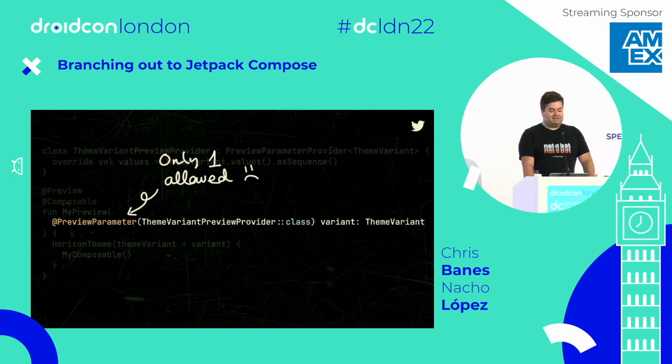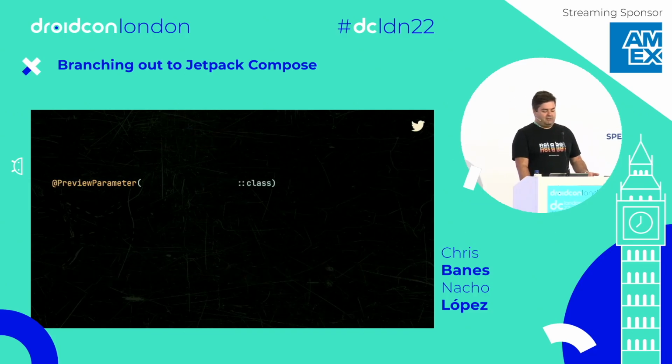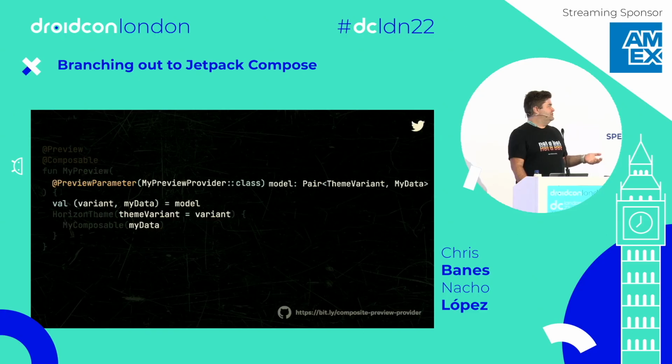themes. But the thing is, only one of these preview parameters is allowed at the same time. So we had to create a tiny workaround. I've linked it there. It's a very tiny piece of code. We call it composite preview provider. What that basically gives you is the opportunity to use a pair or a tuple or whatever to add more stuff in there, and it generates combinations of all your themes plus the different other things that you would get from other preview parameter providers, and renders all of them. So you get all of them at the same time at very little effort.